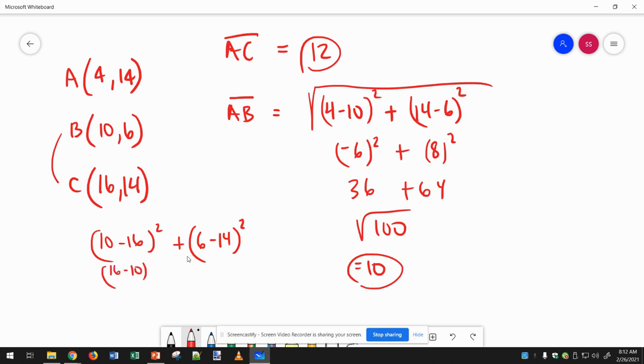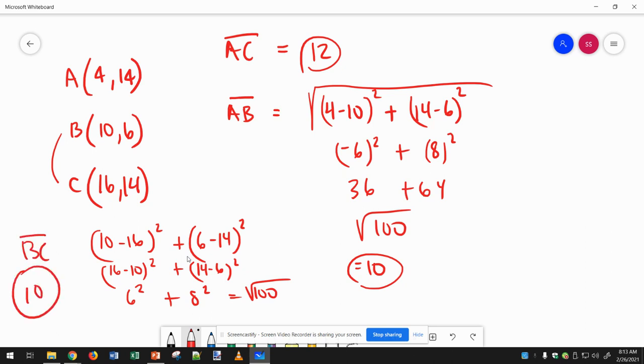Notice if I do 16 minus 10 squared and 14 minus 6 squared, I get the same thing, and it's actually easier this way to see because I have positive numbers. 36 plus 64 again is 100, and I take the square root, and I get 10 again. So BC is also 10. 10 plus 10 plus 12, 32.